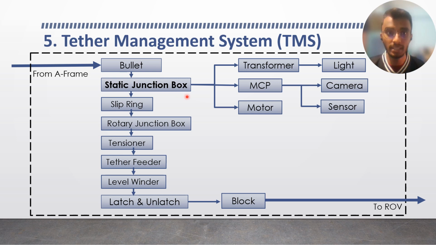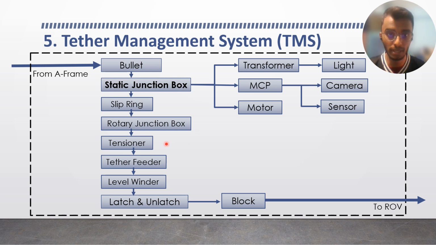Firstly, from the static junction box, the power will go to the transformer to power up the light. Also the MCP, which has a relay switch, will power up the camera and sensor. Also from the static junction box, the power will pass to the motor to power up the drum to turn the umbilical cable for the ROV.